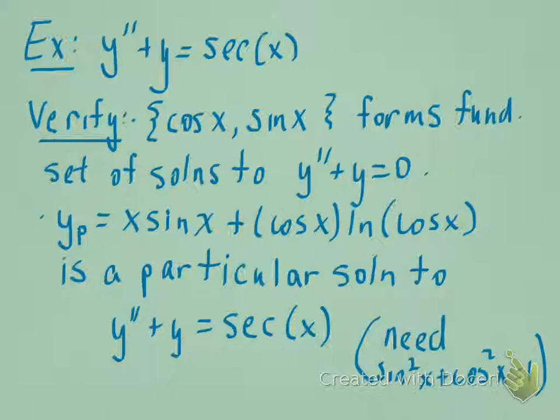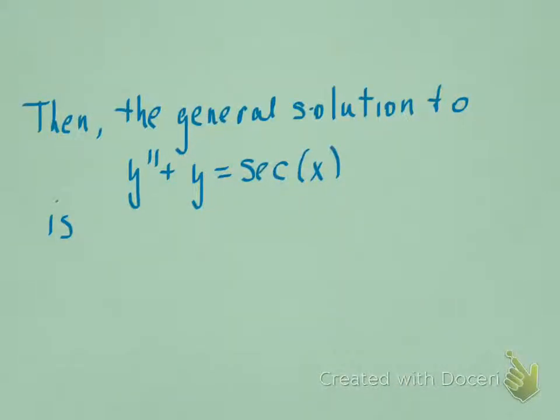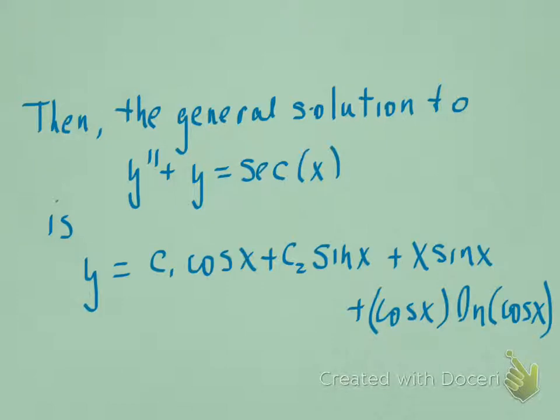So if we do that, then the general solution to y double prime plus y equals secant x is, by our theorem, y equals c1 cosine x plus c2 sine x plus our particular solution x sine x plus cosine x natural log of cosine x. And again, those first two terms are my complementary solution, and those last two terms are my particular solution.